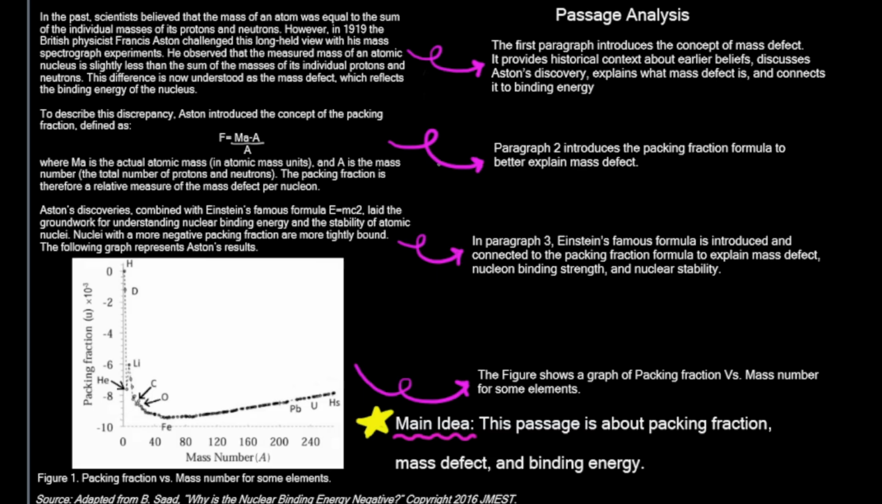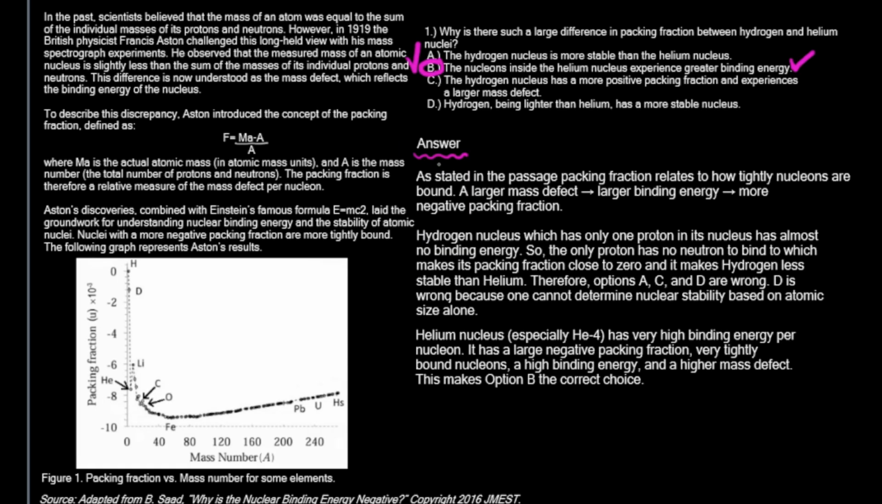So in paragraph 3, Einstein's famous formula is introduced, and it is connected to the packing fraction formula to explain mass defect, nucleon binding strength, and nuclear stability. The figure is also shown, which is a graph of packing fraction versus mass number for some elements. The main idea of this passage is that it is mostly about packing fraction, mass defect, and binding energy. So the answer to question number 1 is B, but let's see why.